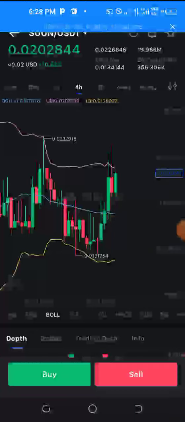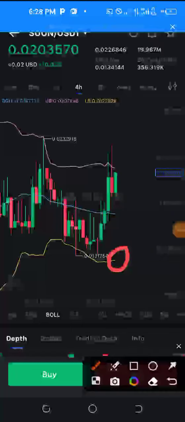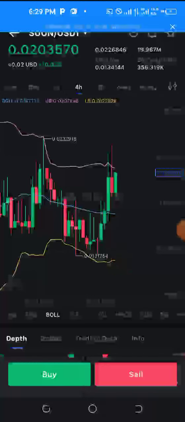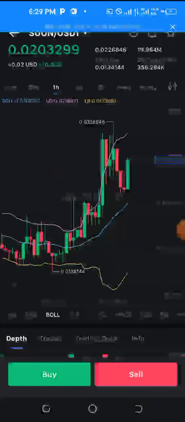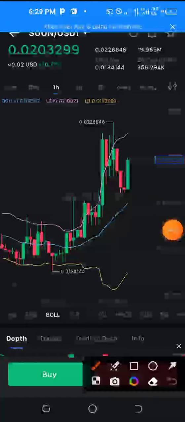So now what do I do? I'm looking at the candles. I want to see when the candle is going to come down to this point because I'm on spot trade. So once it comes down to this point, I buy it and then wait for it to go up. So now I'm going to go on 1 hour time frame and analyze this chart on 1 hour time frame. So 1 hour time frame is currently getting to the upper Bollinger Band.